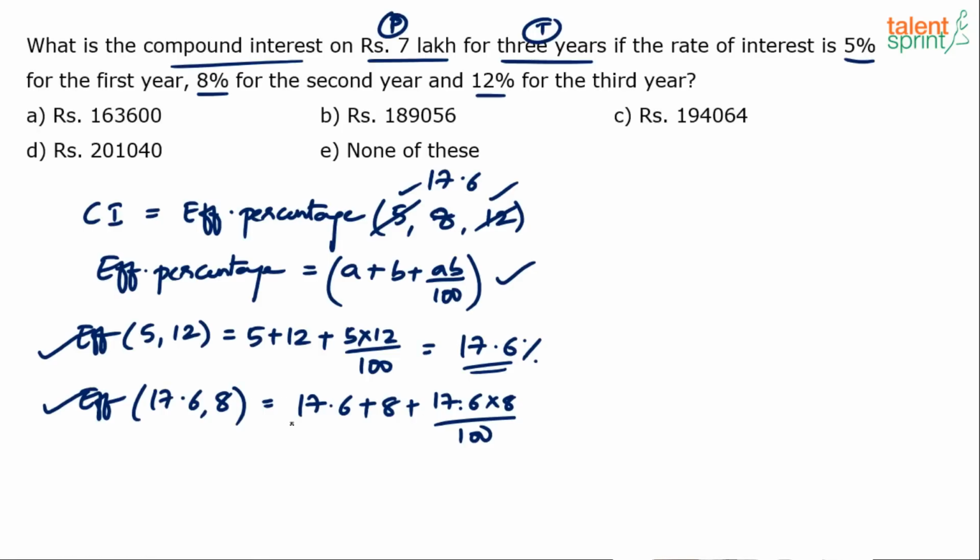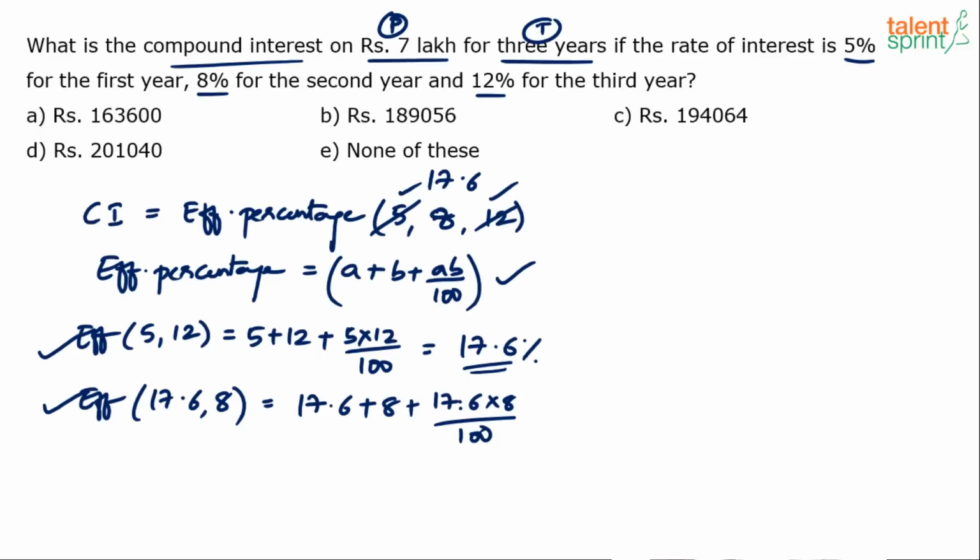So anyway, the effective of 17.6 and 8 is going to be 17.6 plus 8 plus 17.6 into 8 by 100. Now do this calculation. 17.6 into 8, or basically 176 into 8. You're able to follow, don't get confused. 17.6 plus 8 is 25.6. That's very easy. How do you do 17.6 into 8, then divide by 100? So 17 into 8 plus 0.6 into 8.